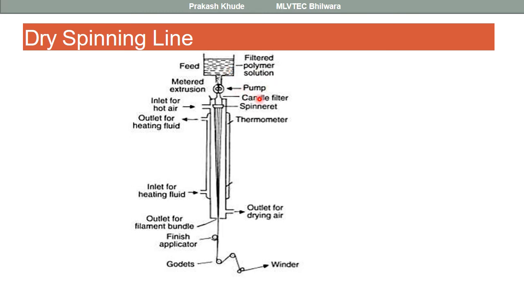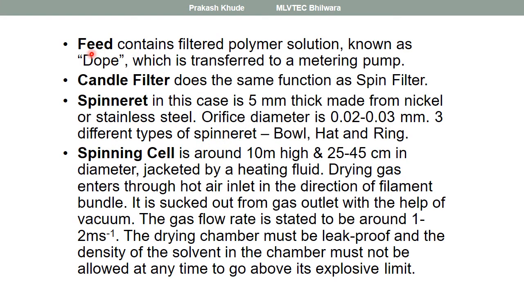One is your pump, then there is a candle filter, the spinneret, then the hot air which needs to be passed and the hot air outlet, and finally the spin finish application and winding. First is the dope solution, which we need to feed. The dope solution is the solution where the polymer has been dissolved with the help of a suitable solvent, and then it is filtered and passed through the metering pump. We already know the function of the metering pump is to regulate your flow rate.